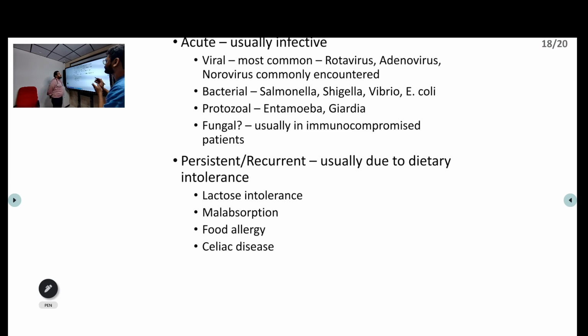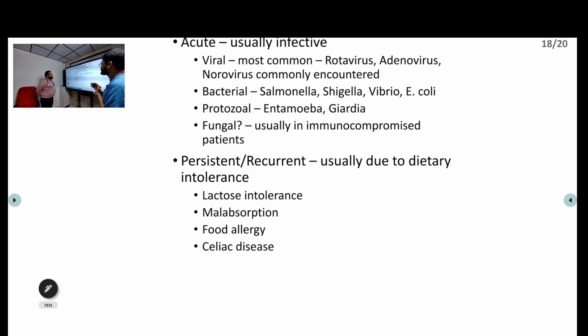Then we come to the most common causes. Viral is the most common cause: rotavirus, other viruses like adenovirus, norovirus, and COVID also, because that was the most frequent presentation in children. Then bacteria like Salmonella, Shigella, Vibrio, E. coli, protozoal and fungal. Fungal is most commonly seen in immunosuppressed patients.